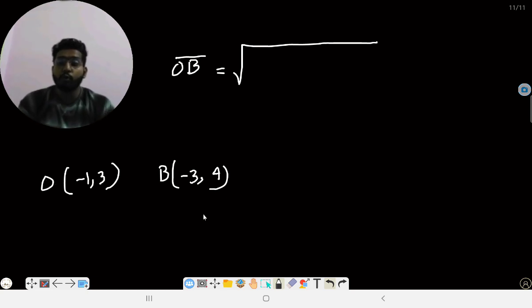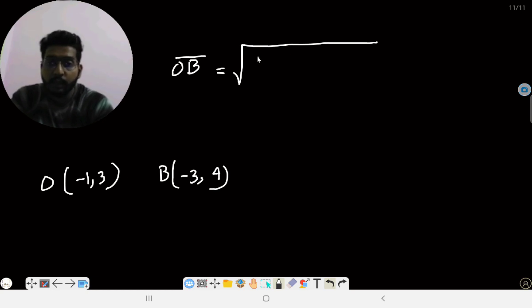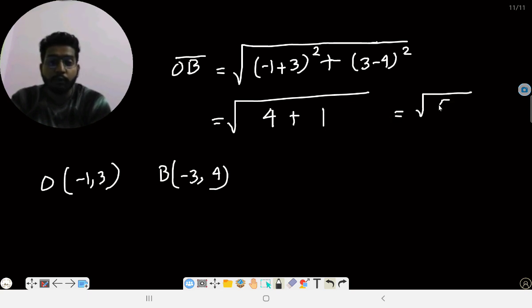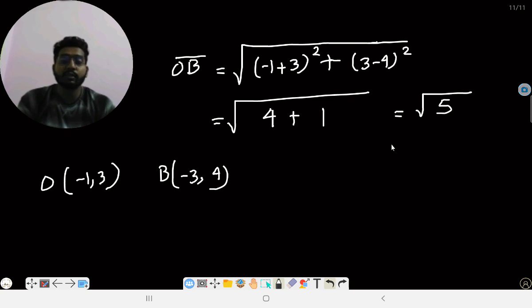Now the distance between O and B is (minus 1 plus 3) whole square plus (3 minus 4) whole square. That will be the distance OB. So root of, that will be 2 square, which is 4, and 1 square is 1. That means root of 5. So that is the radius of this circle.